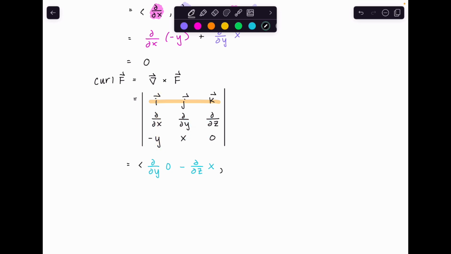Now moving on to the second component, strike this one out, put a minus in the middle, and I want to do product minus product. So partial with respect to x of 0 minus partial with respect to z of negative y. And then third component, strike this out, product minus product. So partial with respect to x of x minus partial with respect to y of negative y.